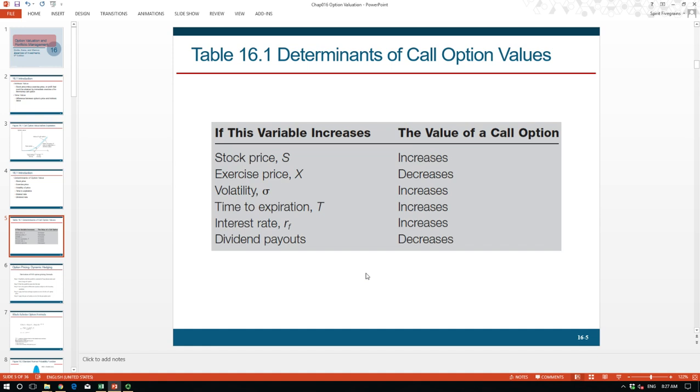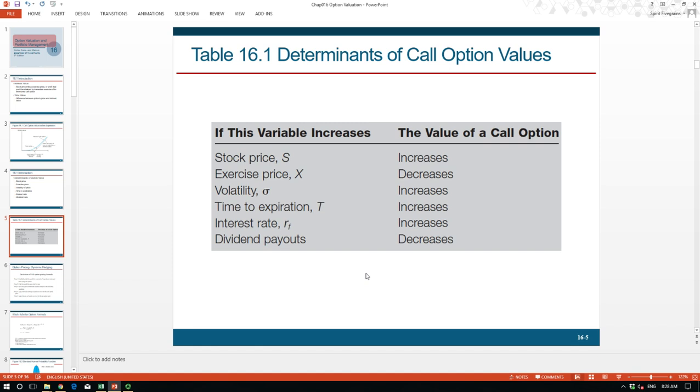This table shows you the relationship between 6 different factors and the option price. Those 6 factors are stock price, exercise price, volatility, time to expiration, interest rate, as well as the dividend payouts. As you see, the relationship between those variables and the value of a call option is basically positive, except for 2 factors, the exercise price X and the dividend payouts.